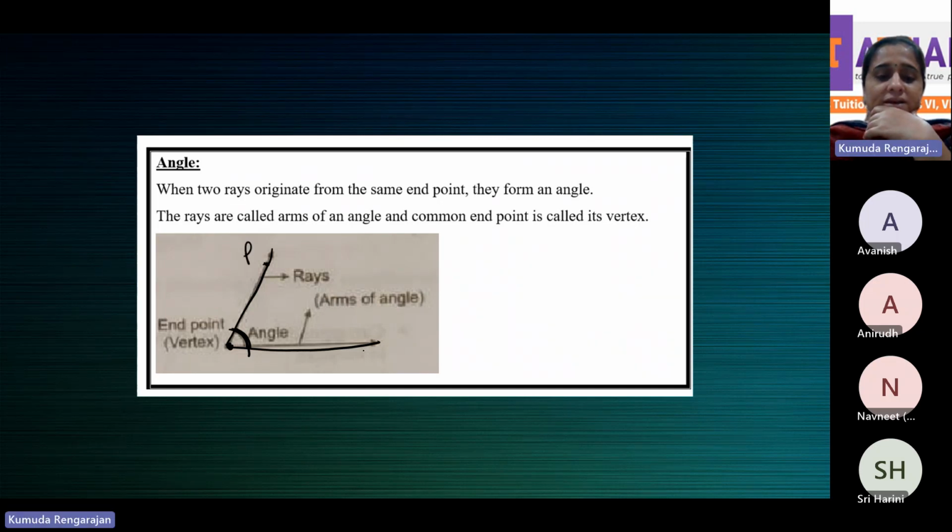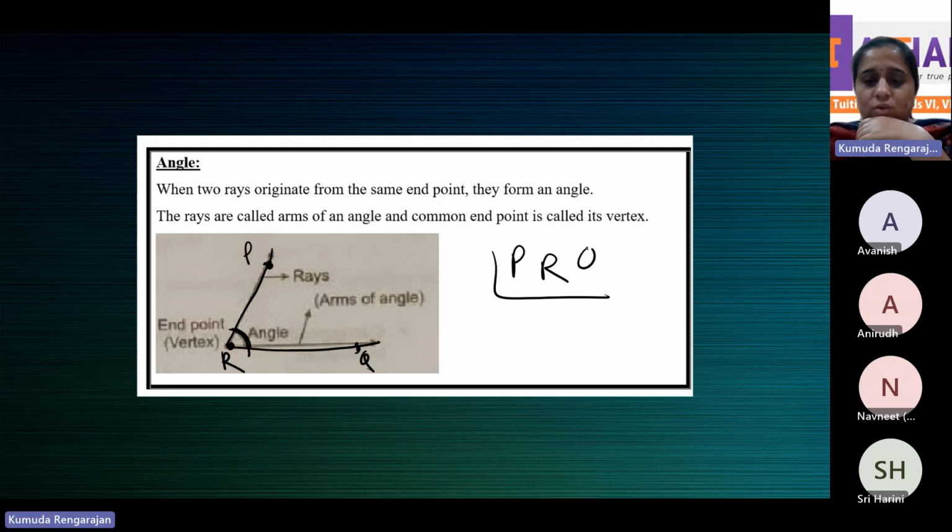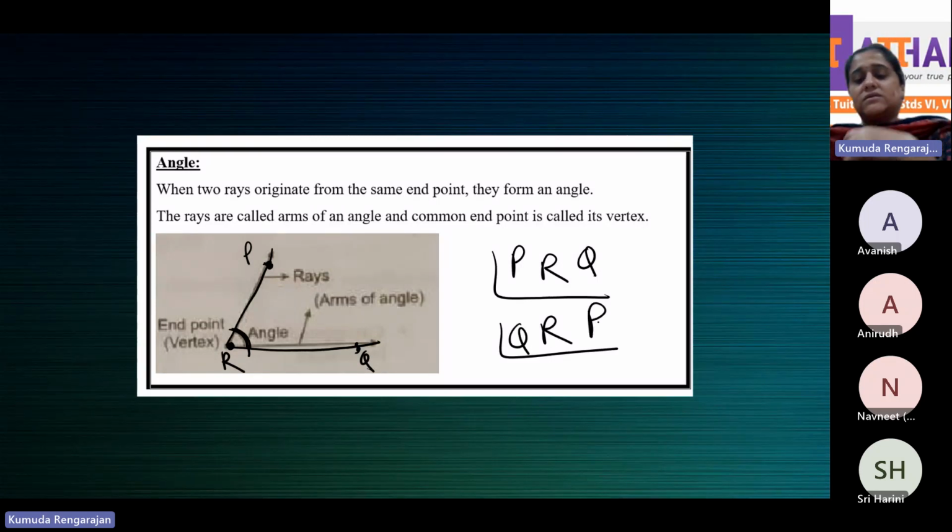And how do you name the angle? To name this angle, you need to take a point on this ray and mark the vertex of the angle. I've called it R. Then take a point on one arm and a point on the other arm. Now the vertex is R, put that in the middle. So the angle is angle PRQ, or QRP.